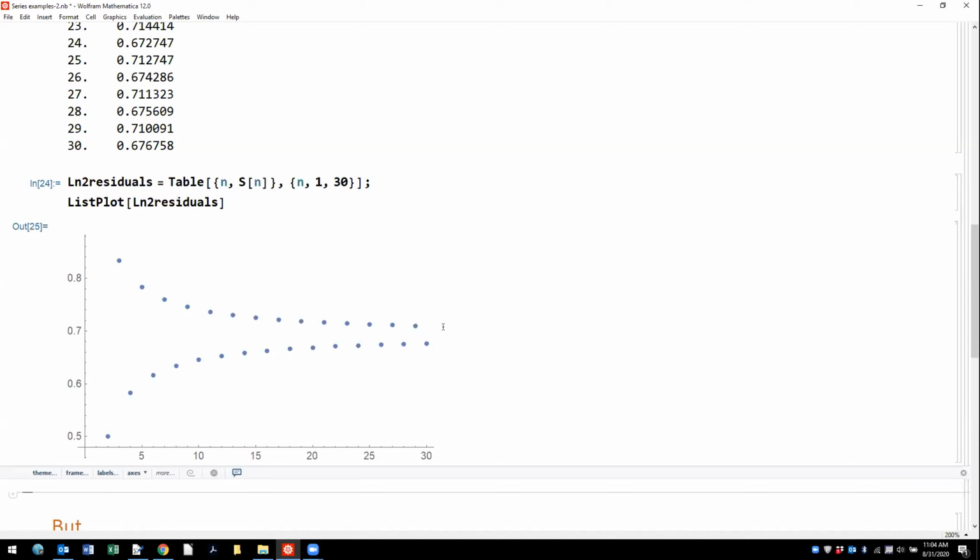Yes, it does look like a damped oscillator. That's basically exactly what it is. It is a damped oscillator. It is oscillating more and more slowly, except it's not an exponentially damped oscillator, but that is the basic idea.